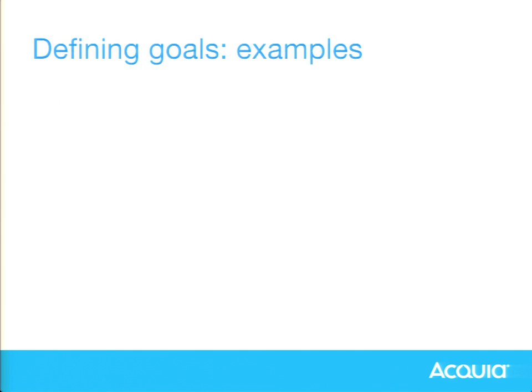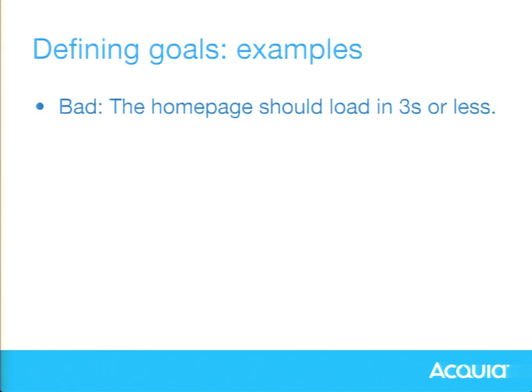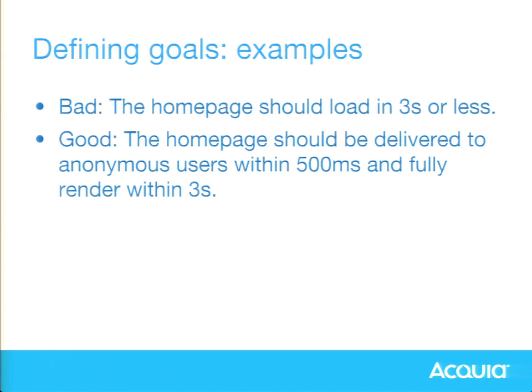So let's talk about some examples. We're going to show good and bad examples of performance goals. So first, a bad one. The homepage should load in 3 seconds or less. I mean, that's bad because it's pretty slow. But it's also bad because there's no context and there isn't a measurable goal with it, right?